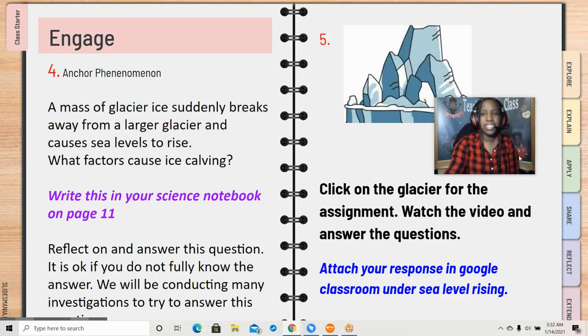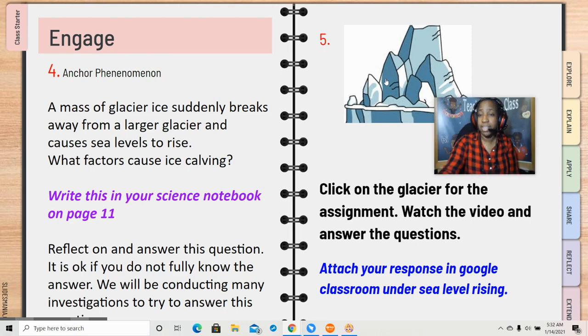And now here is our content. Today we're going to start talking about environmental science issues. Our anchor is a massive glacier's ice suddenly breaks away from a larger glacier and causes sea level to rise. So, what factors cause ice calving? Our investigation is we're going to try to figure out what is causing this ice to calve. You're going to write this down in your science notebook on page 11, and then you're going to write what you think after watching this video here.